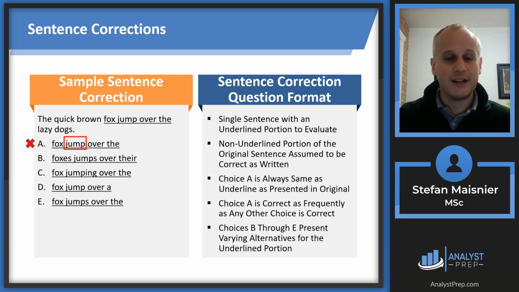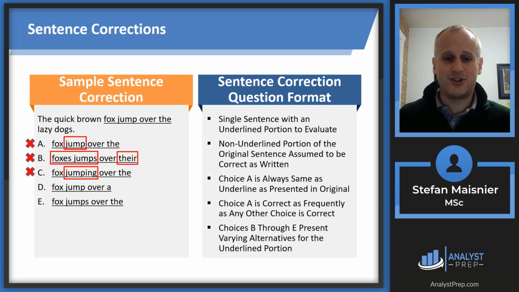Then we look at choice B, and it corrects it too much because it switches to "foxes jumps." It should be "foxes jump" or "fox jumps," not switching both pieces of the subject-verb pair. And then we've got that word there at the end as well that indicates possession for the fox as it pertains to the lazy dogs. And that's not supported by the sentence as written, so we're going to have to get rid of choice B for a couple of reasons.